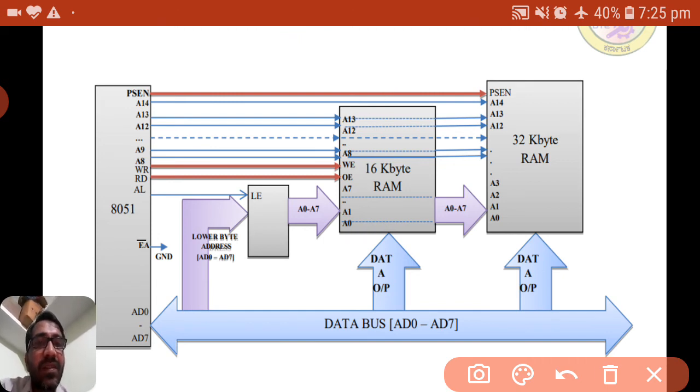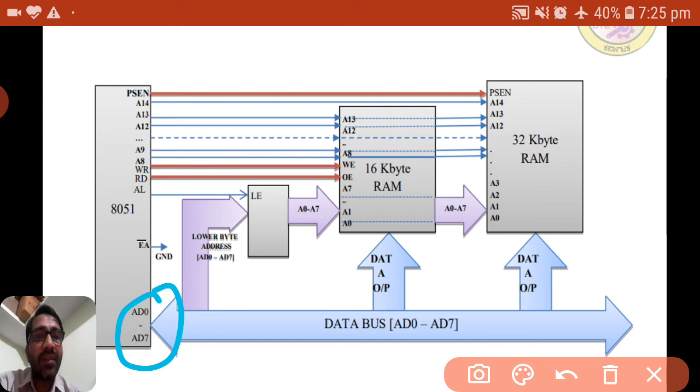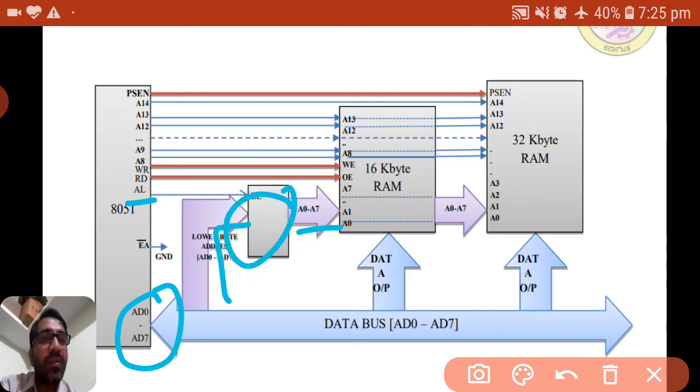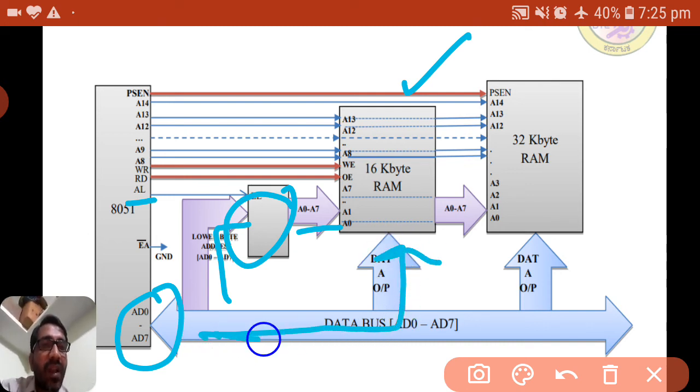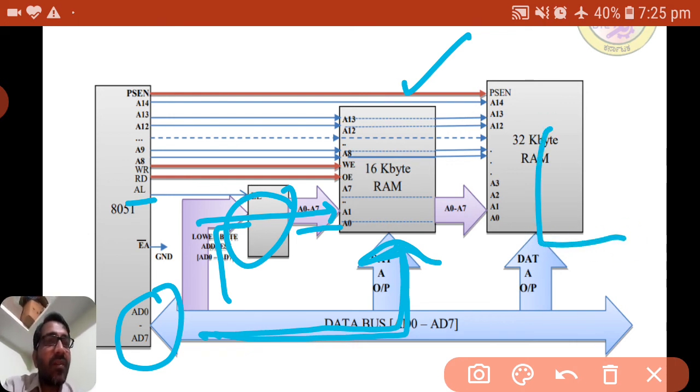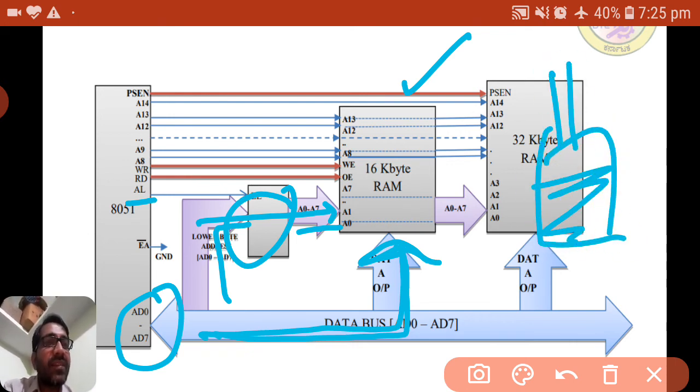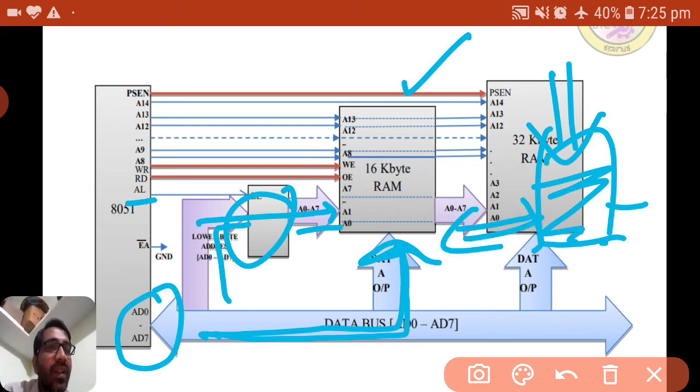First AD0 to AD7, that is A0 to A7, is latched through the ALE signal, and A0 to A7 is given to the RAM like earlier. The data bus is as usual, connected here, only 8 bit. This is the data bus and this is the address bus. Whatever memory you take, there is a separate address bus, a separate bidirectional data bus, and control lines.